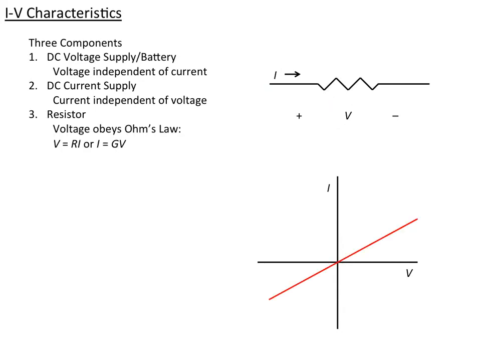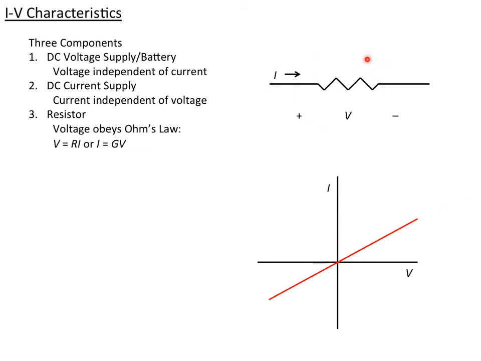Finally, there's the resistor. A resistor obeys Ohm's law, and Ohm's law describes a resistor. Anything that obeys Ohm's law is a resistor, including wires. They just have a very small resistance, and resistors obey Ohm's law. It's a kind of a tautology.